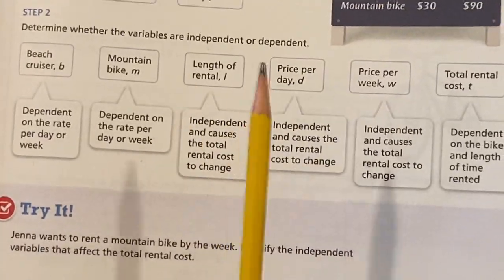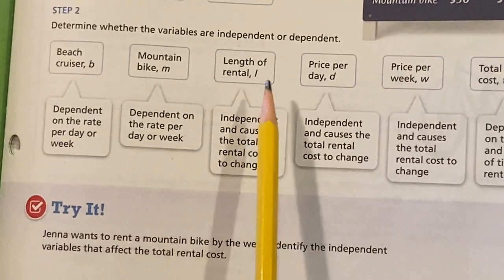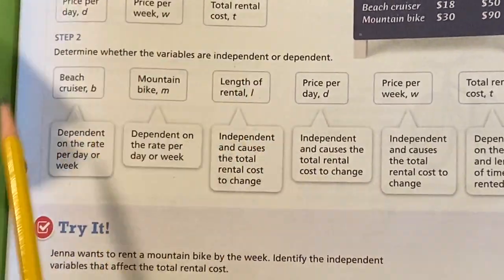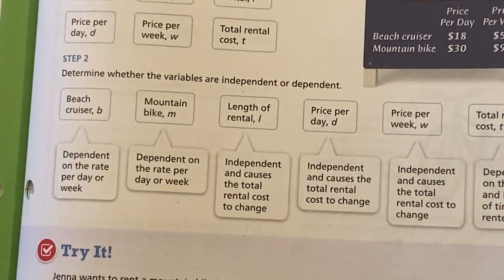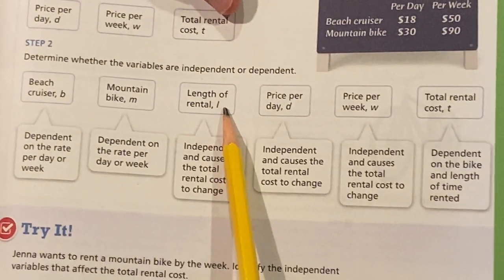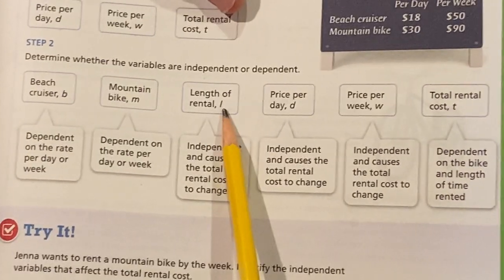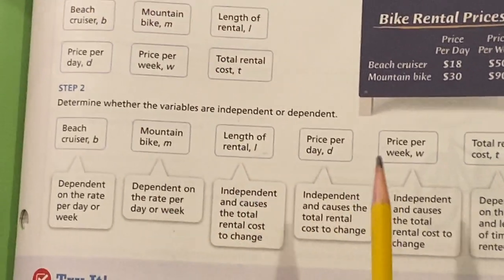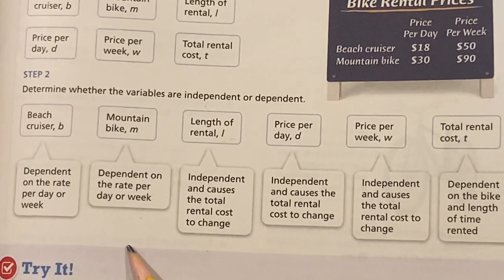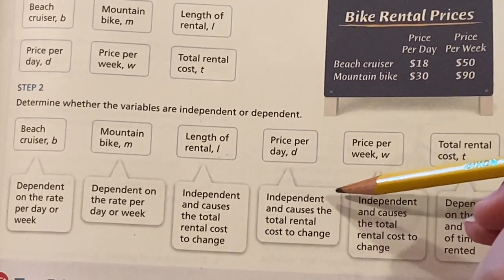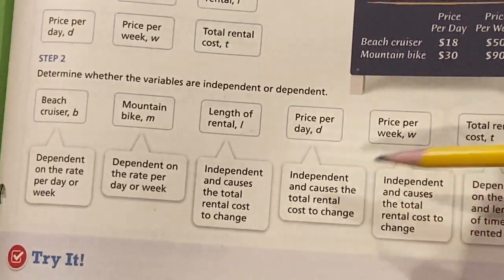So the length of the rental is just something you're going to decide. And then it will affect the cost, because if you decide you're going to rent it for a week, it will cost a certain amount. If you decide it's only a day or 2 days or whatever, that will dictate what the total cost is. Price per day, also independent, because it doesn't change, right?